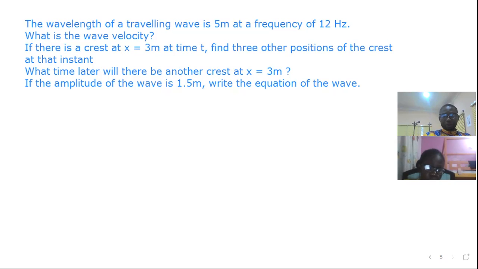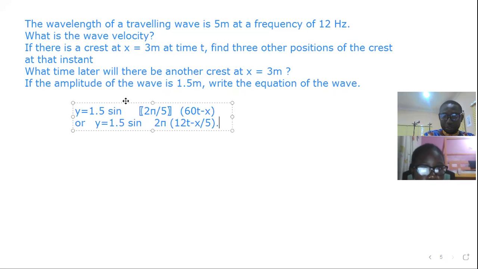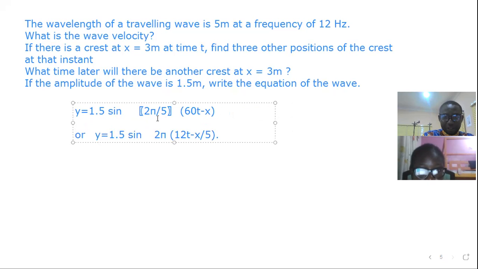Okay. So we can have the equation as, let me write it out, as this. Or we can have the other one as this. We can still have it like this. It's the same thing. Any of them you choose is the same thing.